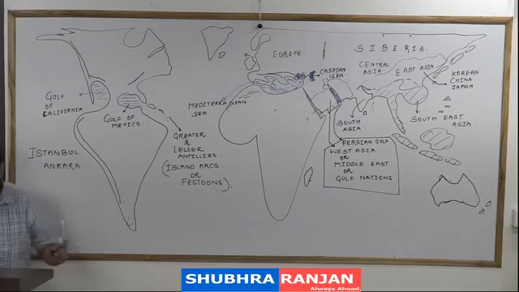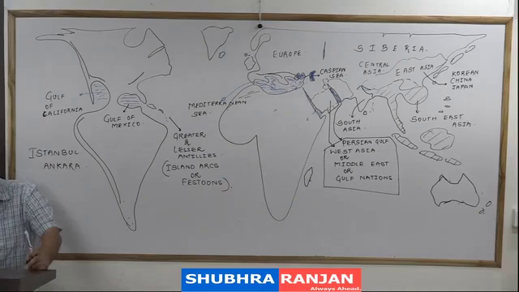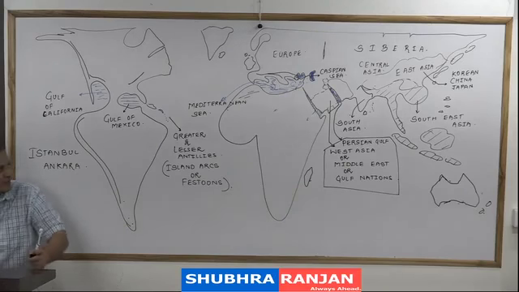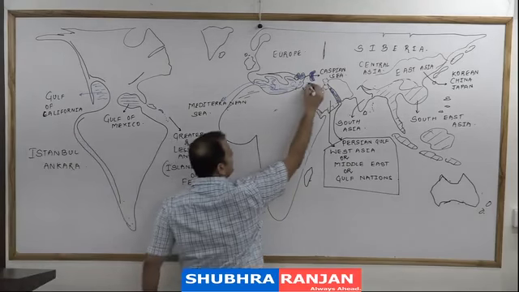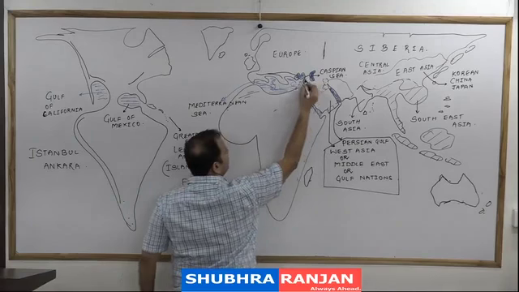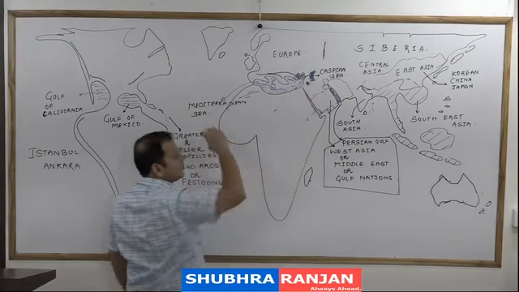Which is the capital of Turkey? Ankara. Ankara is the capital of Turkey. And which is the biggest city of Turkey? Istanbul. Ankara is in Asia. Ankara is somewhere here, in Asia. And Istanbul is in Europe.